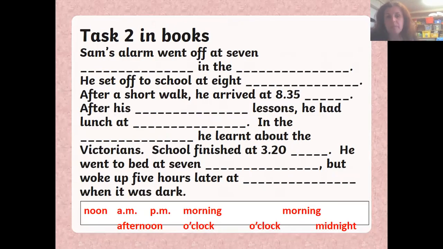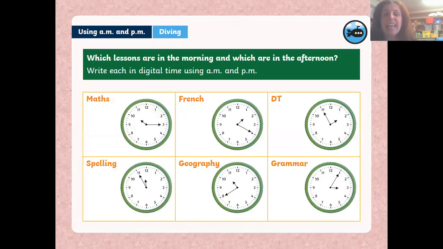Let's move on. You've got a task to do like that now. Your task 2. You have to fit the words into those gaps. Okay, this is quite an interesting one because this says which lessons are in the morning and which are in the afternoon. And you have to write them in digital time using AM and PM. So you have to say, could you have maths at 10:15 PM? Could you have it in the evening, or could it only be in the morning?